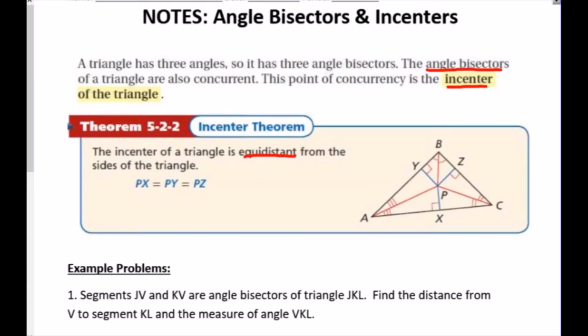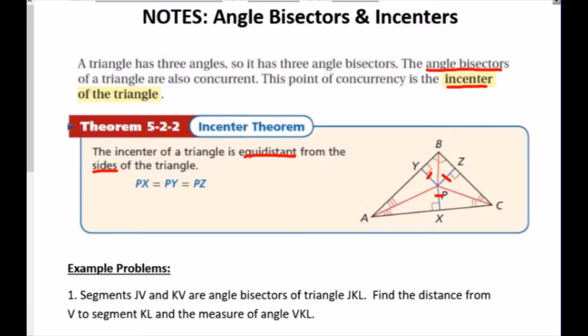And what we know about an incenter is that it is equidistant from the sides. Okay, so look at this picture right here. It tells us PX equals PY equals PZ. So on the board it's blue, but PX, PY, PZ, those are all congruent. They're equal in their measurement. So I'm going to show that with tick marks. PX has a tick mark, PY has a tick mark, PZ has a tick mark. So go ahead and mark all those on there. And we're going to use that information to do the example problems at the bottom.